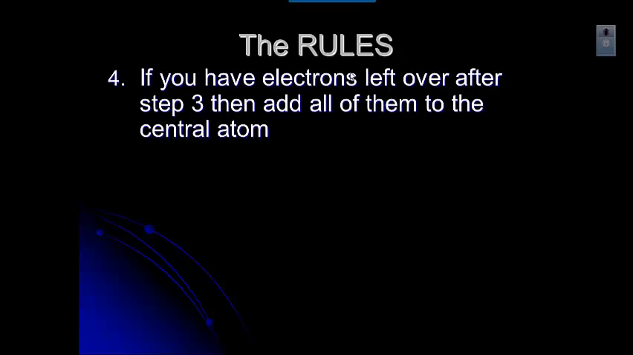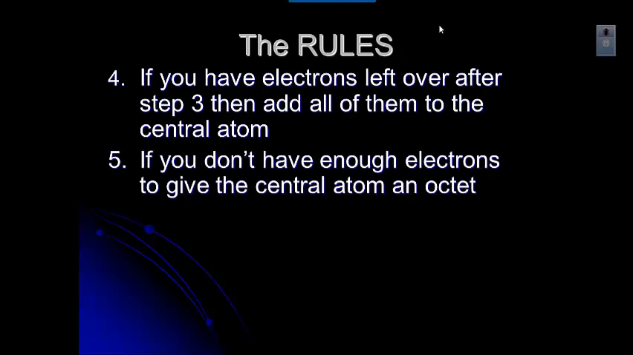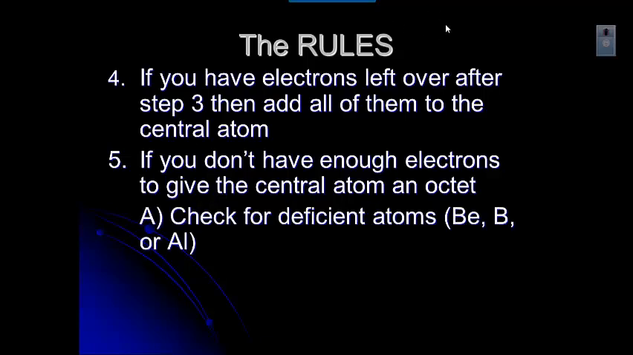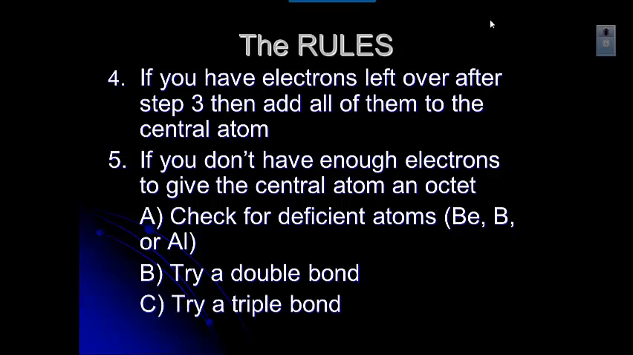If you have any electrons left over after that step, we're going to add all of them to the central atom. If you don't have enough electrons to give the central atom a full octet, the first thing we're going to do is check for a deficient atom. Those are beryllium, boron, and aluminum, and we'll talk about what a deficient atom is. You'll need to know these, so make sure you memorize them. Then you want to try a double bond, one double bond. If that doesn't work, we'll talk about how to move forward. Then you can also try a triple bond.